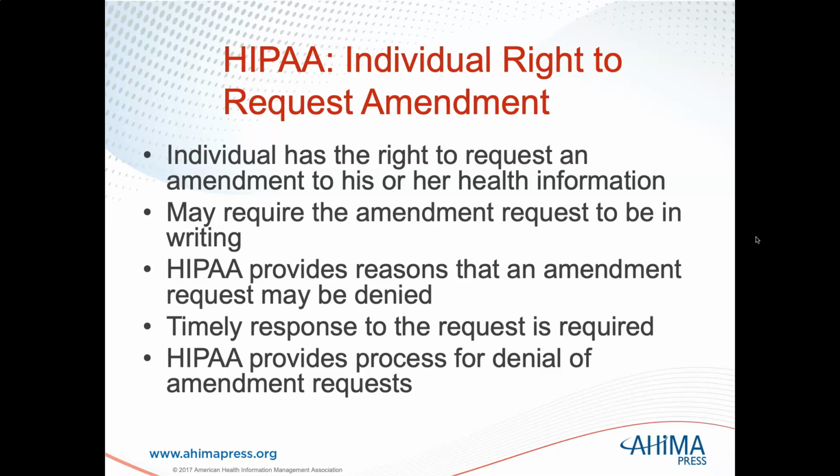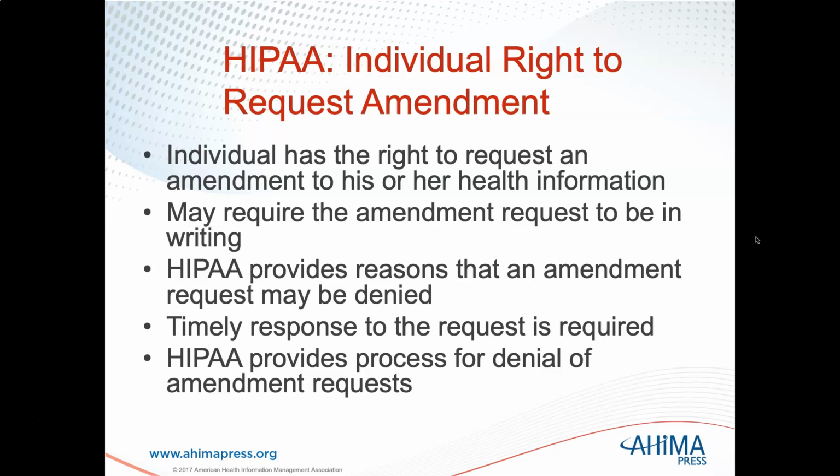So individuals have the right to request an amendment to their record. They can request the amendment. It needs to be in writing. Once you receive that, you have to process it very quickly. Typically what you do is you identify what they're asking to be amended. You identify the individual who made the entry that they're disputing, and you contact them to see if they are willing to amend that documentation.